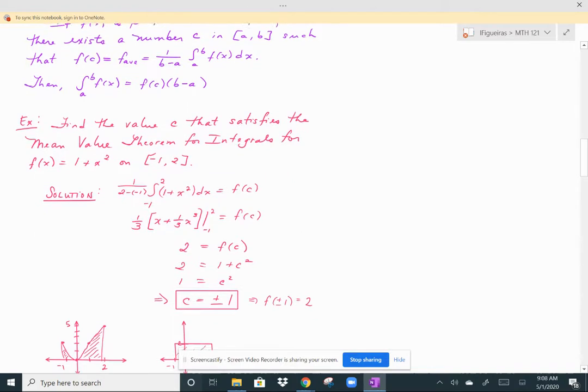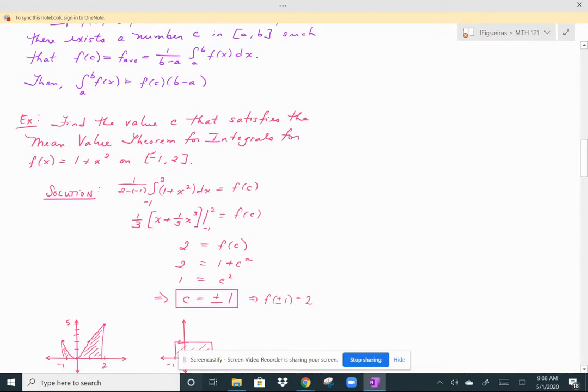All right, so we want to find the value c that satisfies the mean value theorem for integrals for f of x equal to 1 plus x squared on the closed interval from -1 to 2. So this is the same function we used before when we had average value. So a lot of the work will be the same. So we're going to look at this from a different perspective.